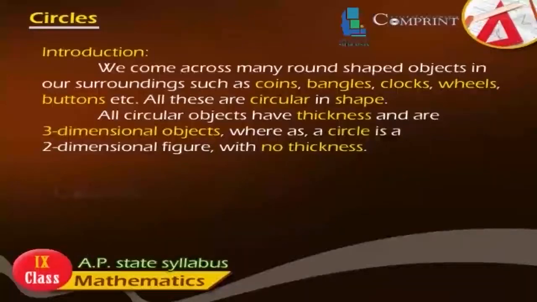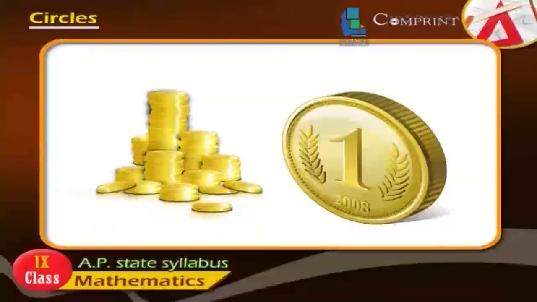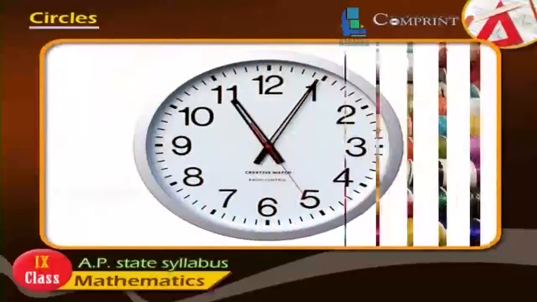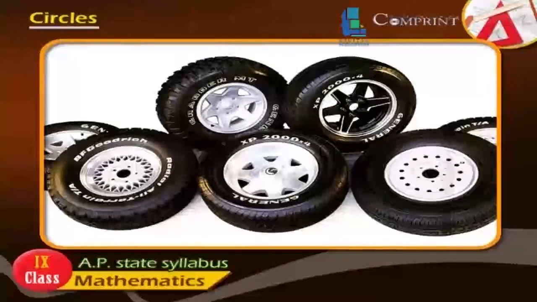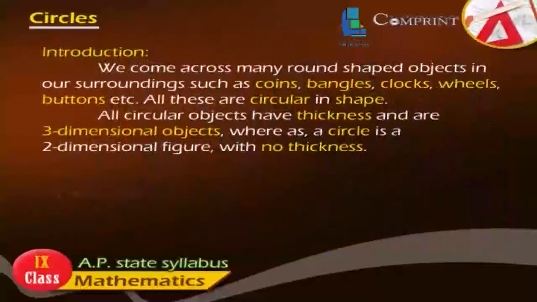Introduction. We come across many round-shaped objects in our surroundings, such as coins, bangles, clocks, wheels, buttons, etc. All these are circular in shape. All circular objects have thickness and are three-dimensional objects, whereas a circle is a two-dimensional figure with no thickness.